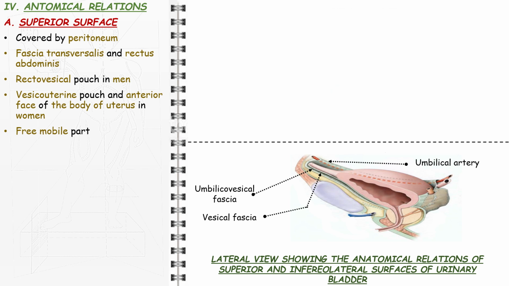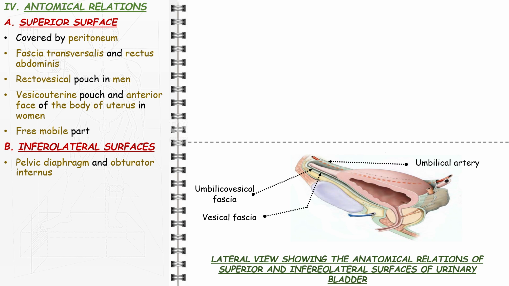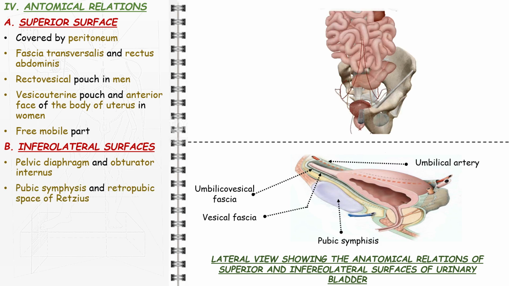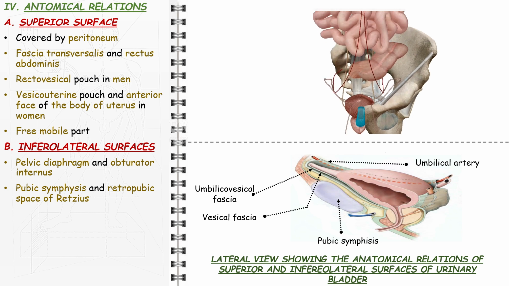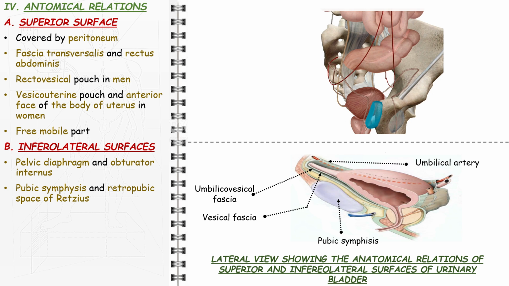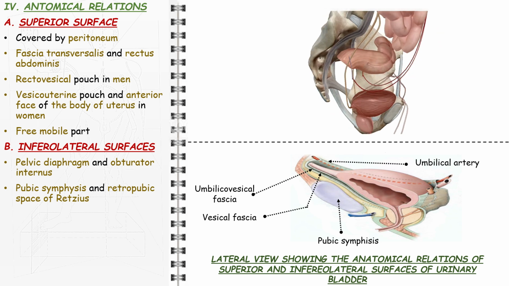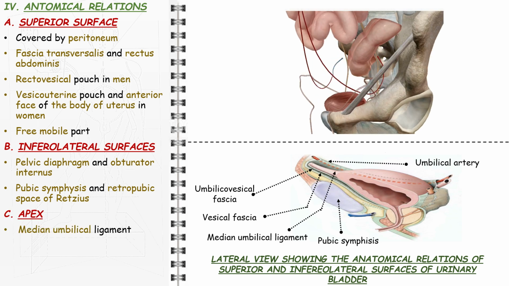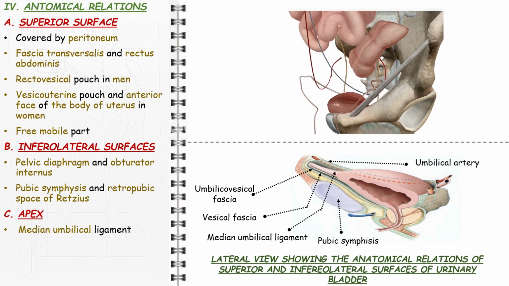The inferolateral surfaces are cradled by the pelvic diaphragm medially and obturator internus muscle and its fascia laterally. Forwards, it lies 1.5 centimeters behind the pubic symphysis and the retropubic space of Retzius. Laterally, it is bordered by the paravesical fossae under which passes the obturator pedicle. The apex is prolonged by the median umbilical ligament and its peritoneal fold.